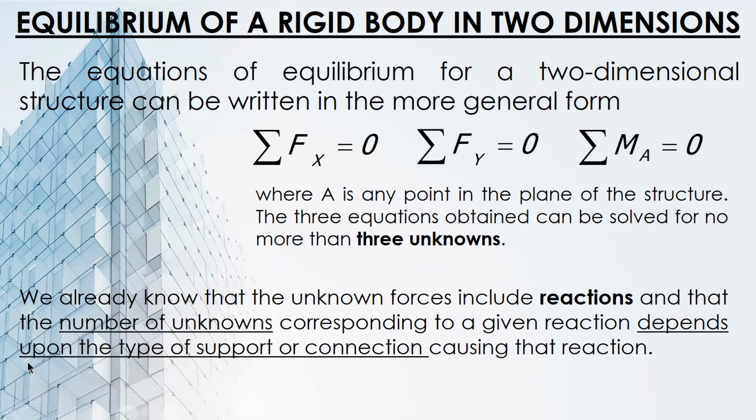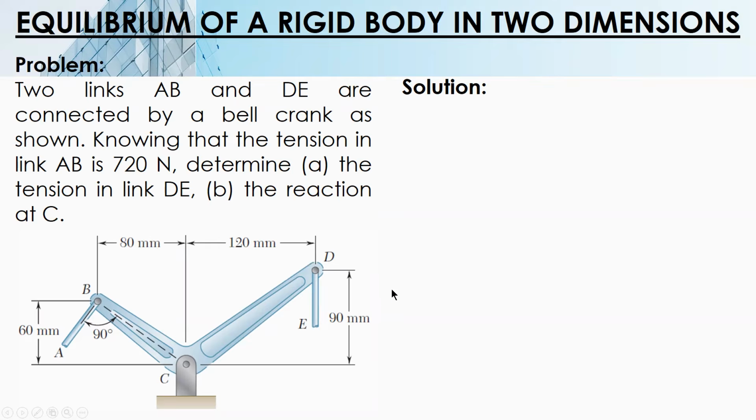Two links, AB and DE, are connected by a bell crank as shown. Knowing that the tension in link AB is 720 newtons, determine the tension in link DE, this one, and the reaction at C. Okay, let's draw the free body diagram.